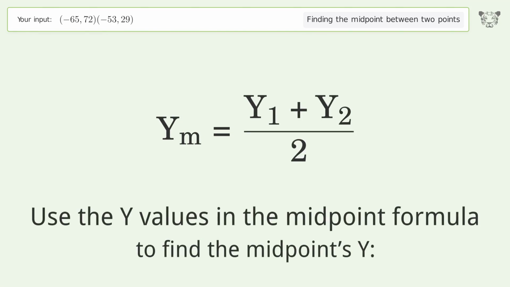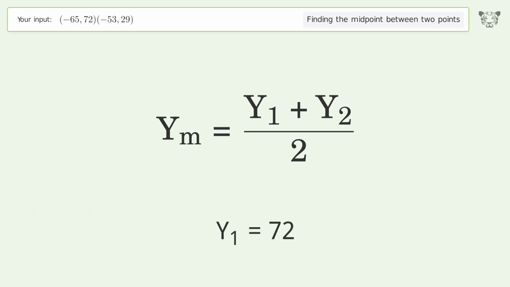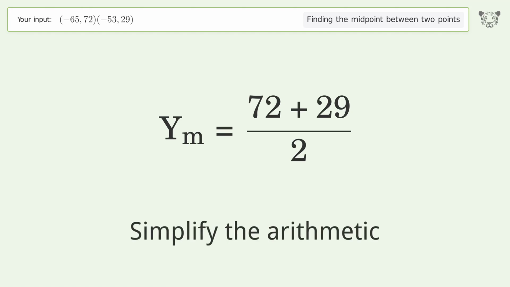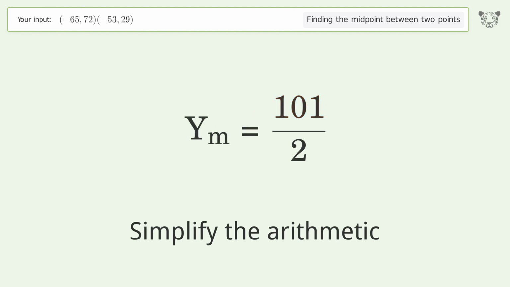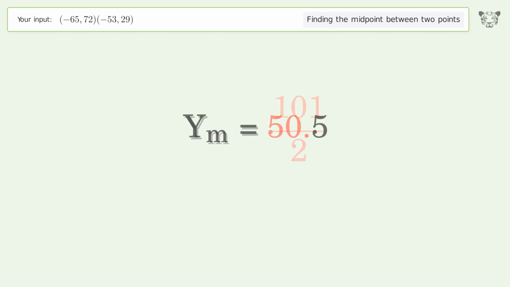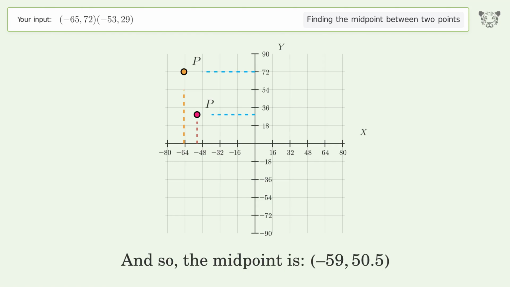Use the y values in the midpoint formula to find the midpoint's y. y1 equals 72. y2 equals 29. Simplify the arithmetic. And so, the midpoint is negative 59, 50.5.